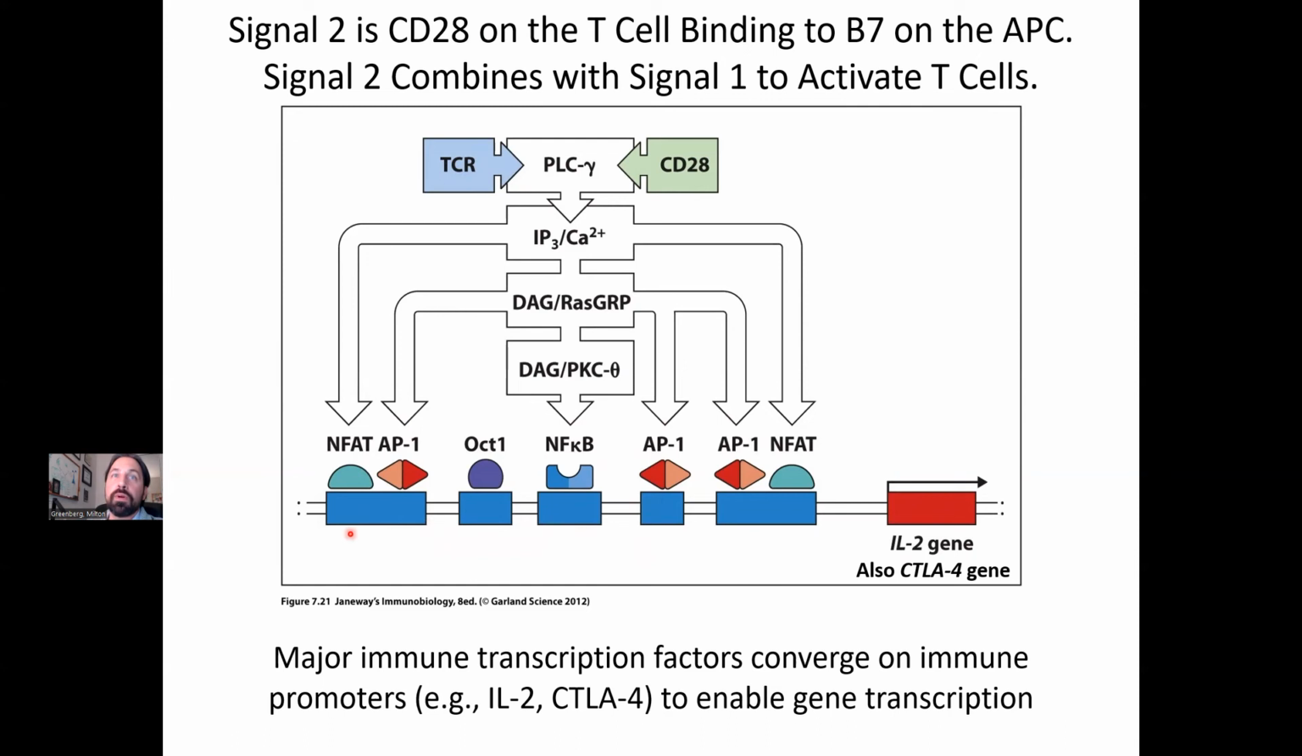This gene region is called the promoter region. So essentially these are going to bind to the promoter and it's going to recruit an enzyme called RNA polymerase. RNA polymerase is going to transcribe pro-inflammatory genes like IL-2, and IL-2 will be a positive regulator of inflammation. And we're also going to get activation of other things like CTLA-4, where CTLA-4 is going to be our negative regulator of inflammation. So major immune transcription factors are going to be converging on immune promoters like IL-2, CTLA-4, and that's going to enable gene transcription.